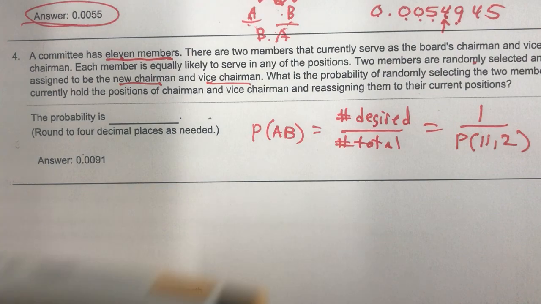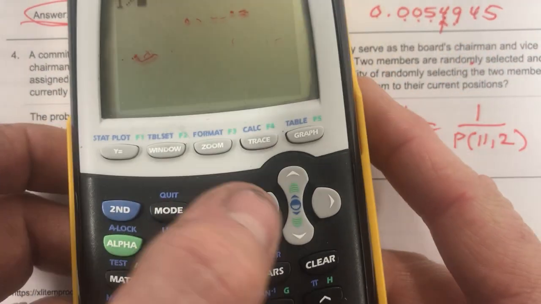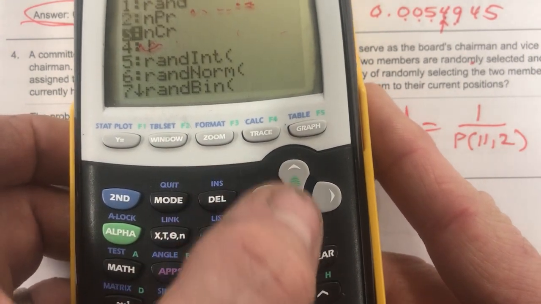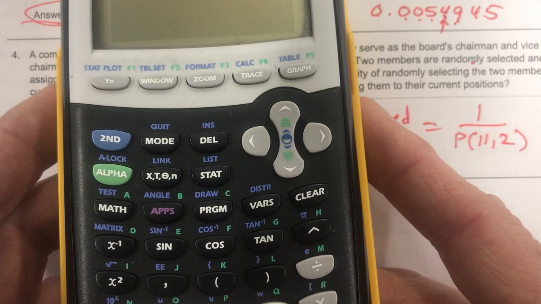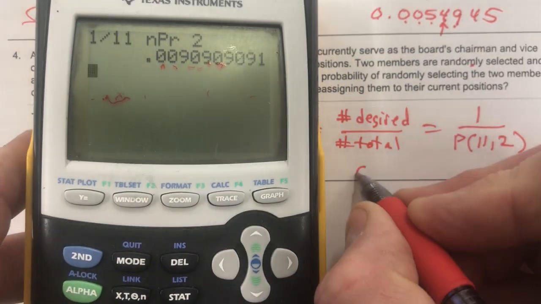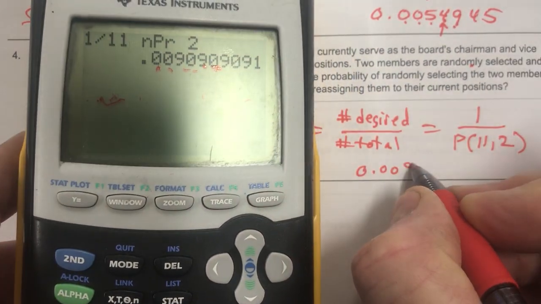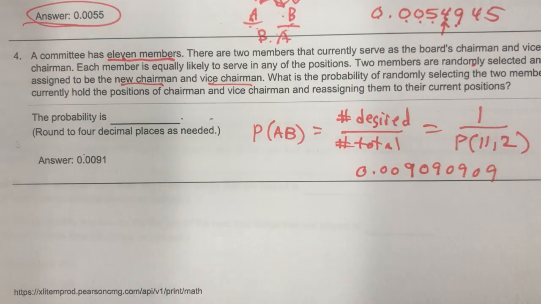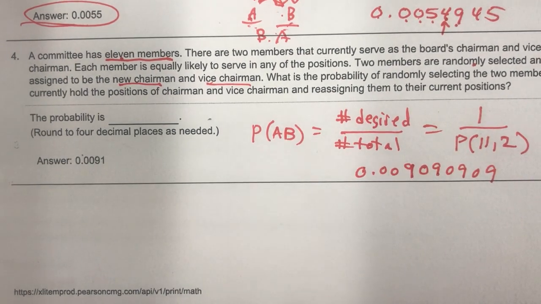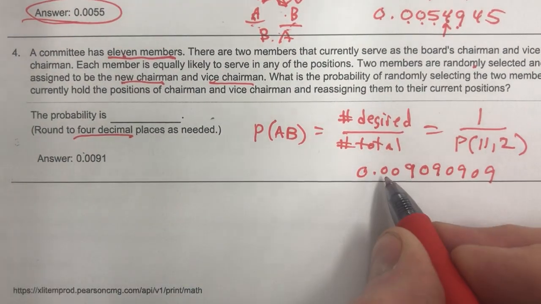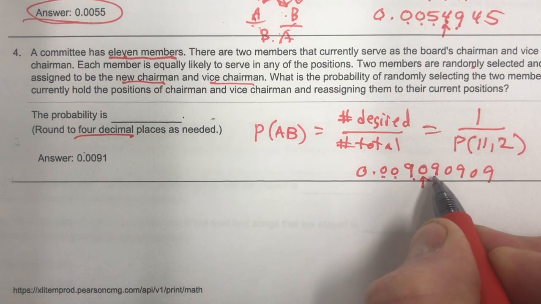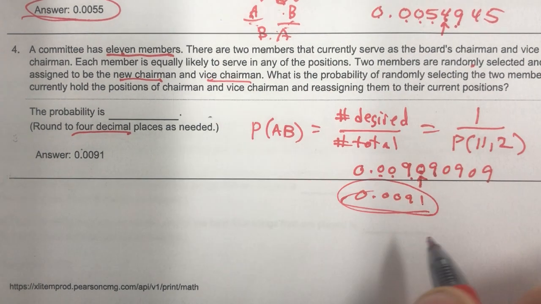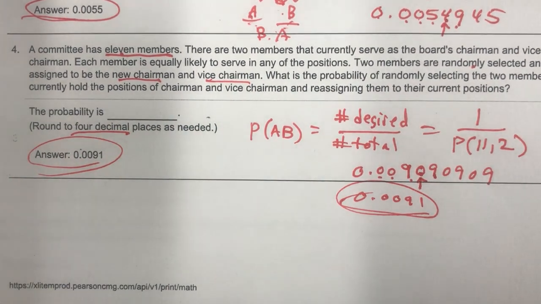And so I'm going to divide that. All right, so 1 divided by 11 permutation 2. And this comes up right here. Let me write it down. 0.009090909, just goes on forever like that. Okay. This is round 4 places. So that means I got 1, 2, 3. I'm keeping these 4 right here. This 9 makes that 0 go up to a 1 though. So it should be this, which you can see the answer right there. Okay.